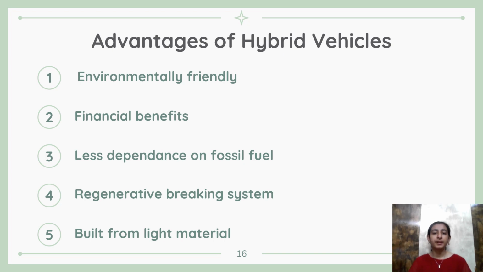Next, we have less dependence on fossil fuel. A hybrid car is much cleaner and requires less fuel to run, which means fewer emissions and less dependence on fossil fuel. This in turn also helps to reduce the price of gasoline in the domestic market. Next, we have the regenerative braking system. An internal mechanism kicks in that captures the released energy and uses it to charge the battery, which in turn reduces the need for stopping to recharge the battery periodically.